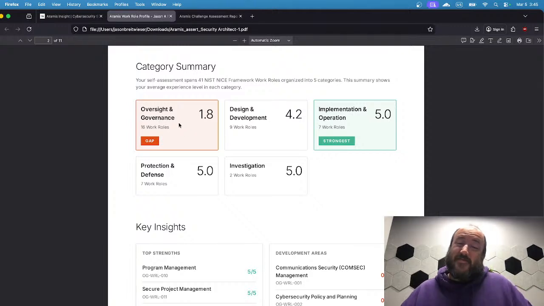Oversight and governance. I've not done a whole lot of compliance related studying, and I haven't done my homework with regard to oversight and governance. I just know this. I know that's my weak point. Protection and defense is strong. Investigation is very strong. Implementation and operation is extraordinarily strong for me. As they indicate, ops is probably my strongest. I'm certified in operations, so it kind of makes sense.